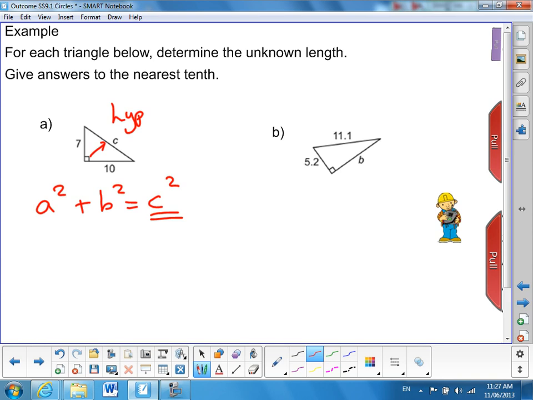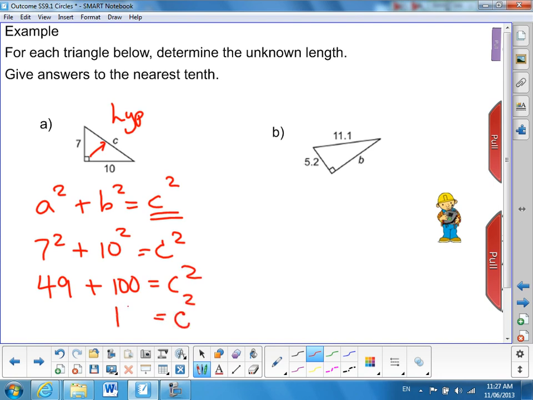So we're going to substitute, leave c as c, and then a is 7 squared plus 10 squared. Well, 7 squared means 7 times 7, which is 49, plus 10 times 10, which is 100, equals c squared. Okay, so c squared equals 149.